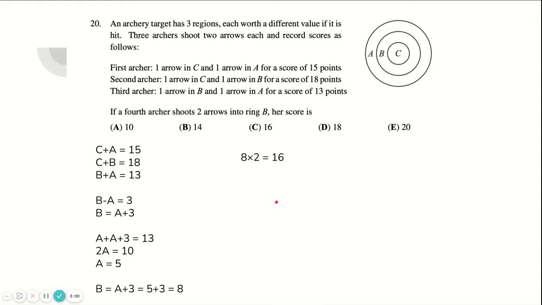And now that we know that A equals 5, we can just put it back into this equation. If we move A to the other side, B equals A plus 3. Then since we know that A equals 5, B equals 5 plus 3, which is 8. So then we know that B equals 8. If this fourth archer shoots 2 arrows into ring B, then her score is 8 times 2, which is 16.